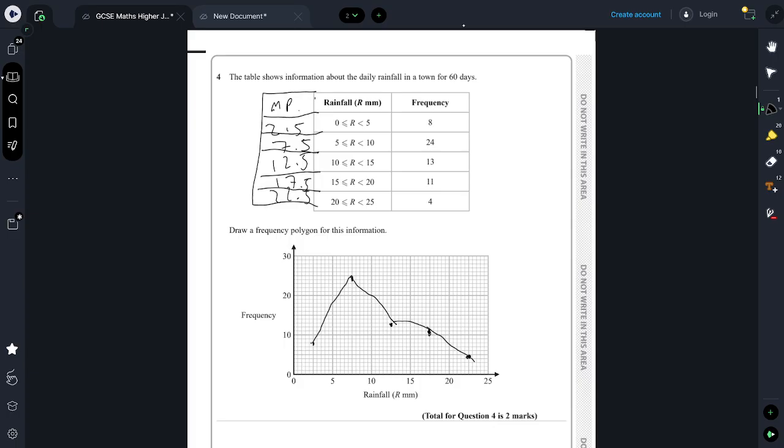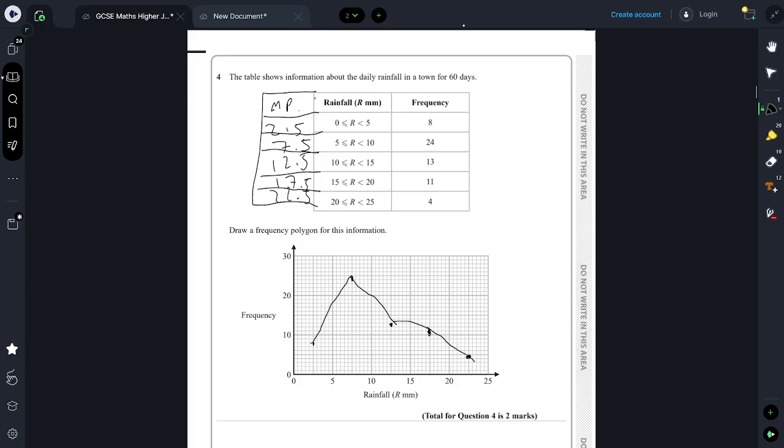Frequency polygons. But they give you a lot of help here. They give you even the axis and what to plot. So you know you're going to have to plot the rainfall against the frequency. But the frequency is a whole number. That's pretty easy to work out, right? Unlike the x, y axis. But the rainfall, obviously, it's grouped. There's multiple numbers. So usually the best bet with this is to plot the midpoint, which is what we've done here.